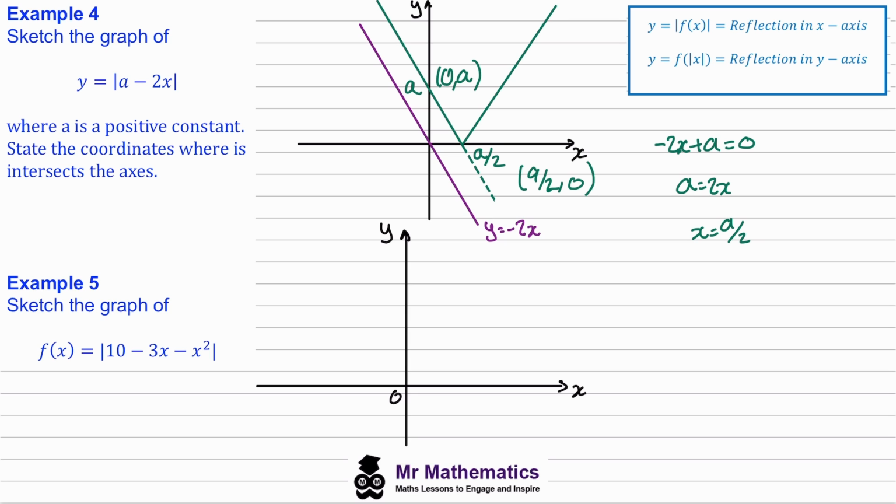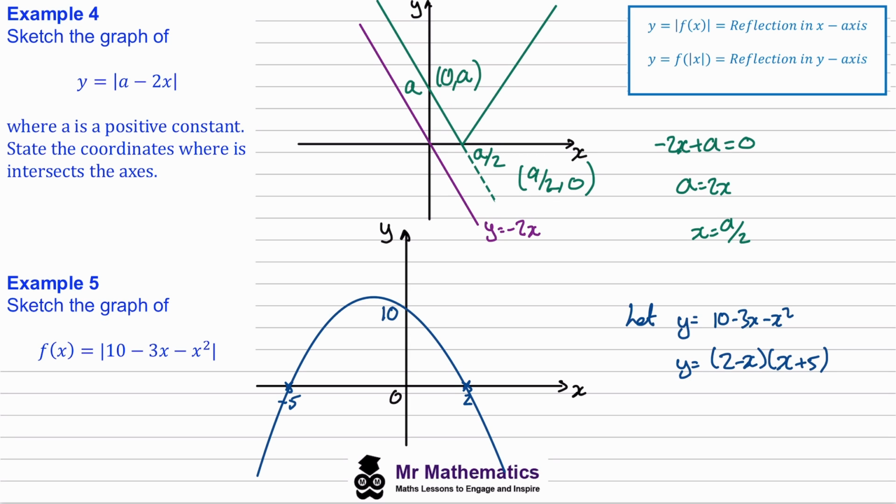So the first thing that we need to do is to sketch this quadratic. And to do that, we can find the roots by factorizing. So if we let y equal 10 minus 3x minus x squared, then we can factorize this into 2 minus x multiplied by x plus 5. So our roots will be at positive 2 and negative 5. But remember that we've got a negative x squared, so this will look like a U shape.